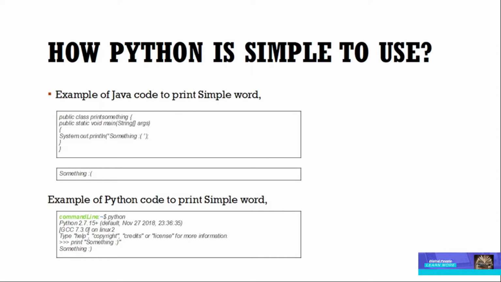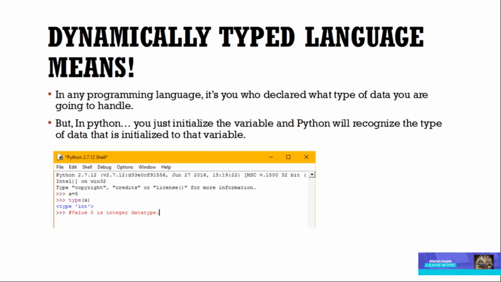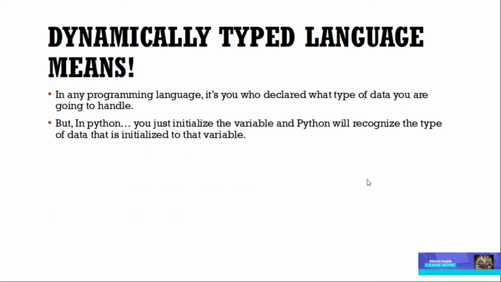So let's see how Python is a dynamically typed language. Let's compare it to other programming languages with another scenario. Say I want to know the data type of a given value in Python. Here is a simple code: a equal to 5 and then type of a. The type function gives you the data type of that variable.